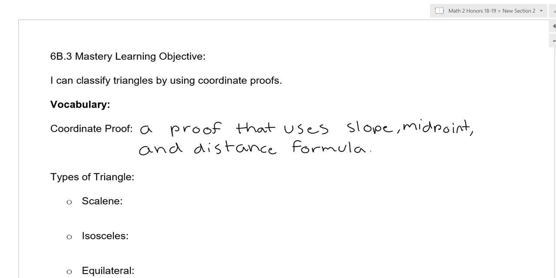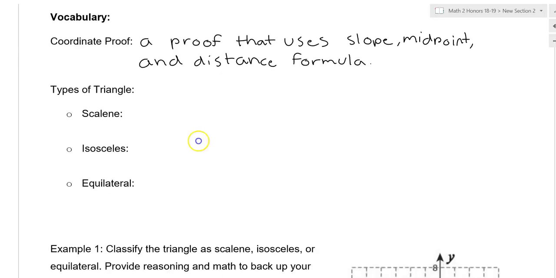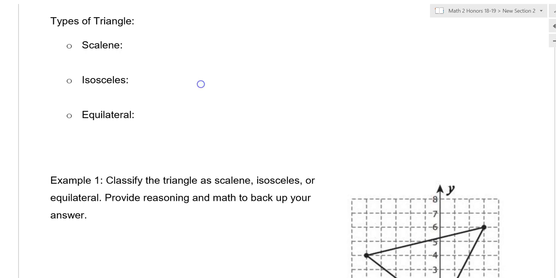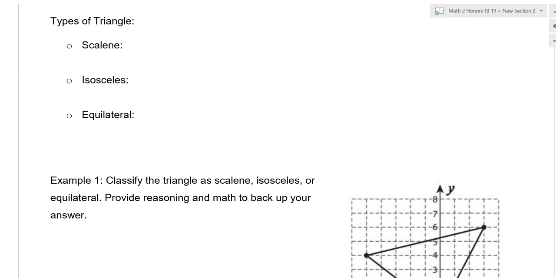So we're going to be proving something. In this section, we're specifically going to be proving what types of triangles something is. So I can prove that a triangle is scalene, I can prove that it's isosceles, or that it's equilateral. First, we need to know what those words mean. A scalene triangle is a triangle where all three sides have different lengths.